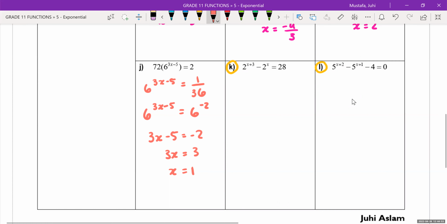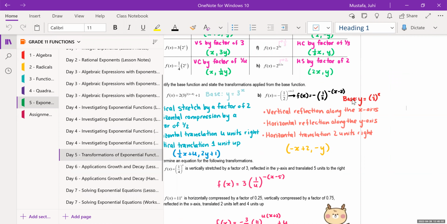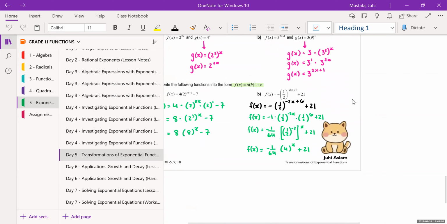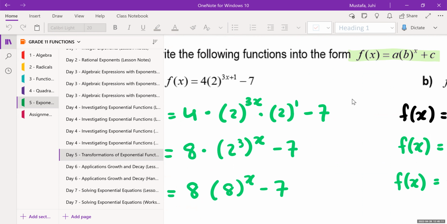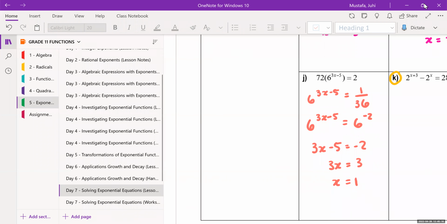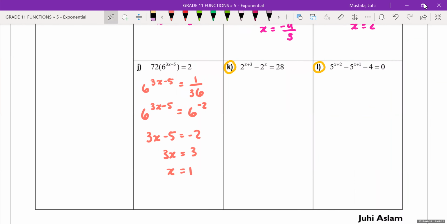So the strategy we're going to use is similar to what we did a couple of classes ago for the transformation lesson. Do you remember when we were learning this part right here? And remember how for a question like this, we took 2 to the power of 3x plus 1 and we split it up? So we're going to be using that concept to solve the questions in this example over here. So I have 2 to the power of x plus 3, and anytime I have something like this, I'm going to split it up and write it as 2 to the power of x times 2 to the power of 3 minus 2 to the power of x is equal to 28.